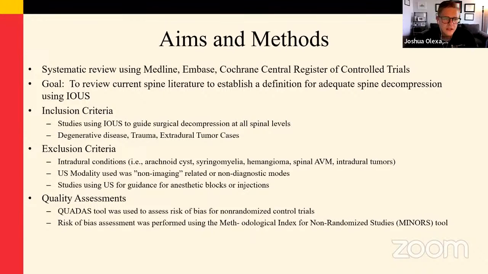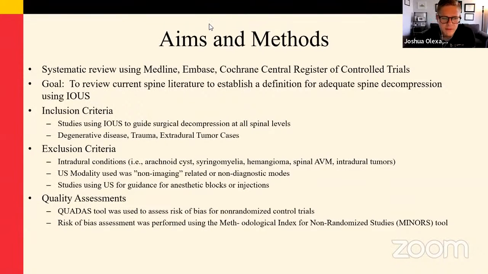They included specific studies that were using intraoperative ultrasound that were guiding surgical decompression at all spinal levels, cervical, thoracic, and lumbar. Specifically in cases that did not involve intradural work. They were looking at cases of degenerative disease, trauma, and extradural tumor cases. And they actually excluded intradural conditions.